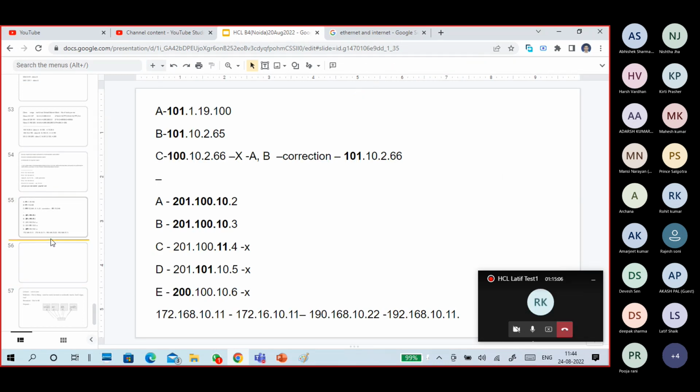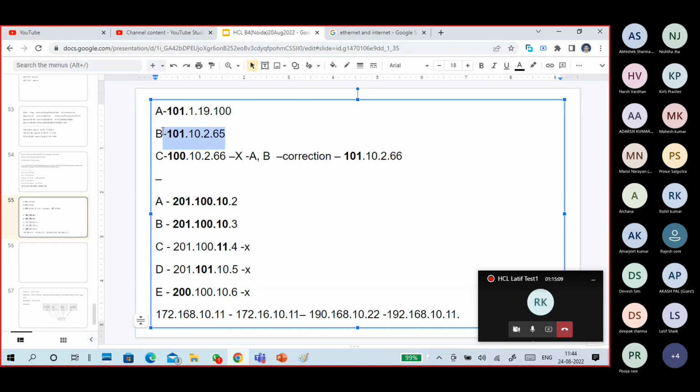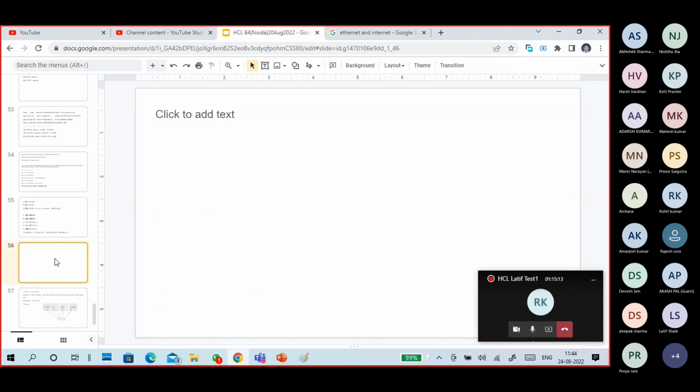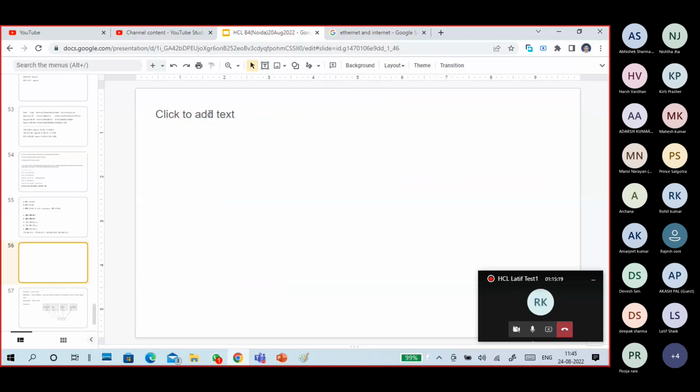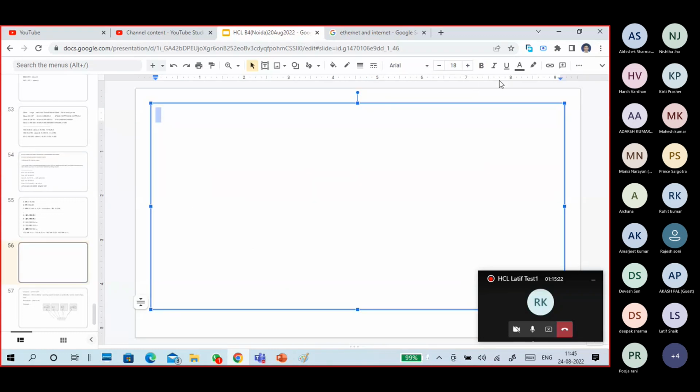That is also a very good question. So how to make communication between different IP addresses? Yeah, here it is. I hope you got it. Already given default subnet mask.